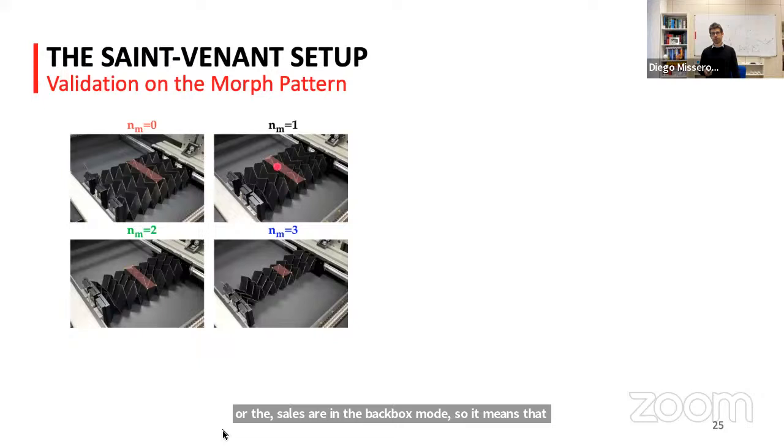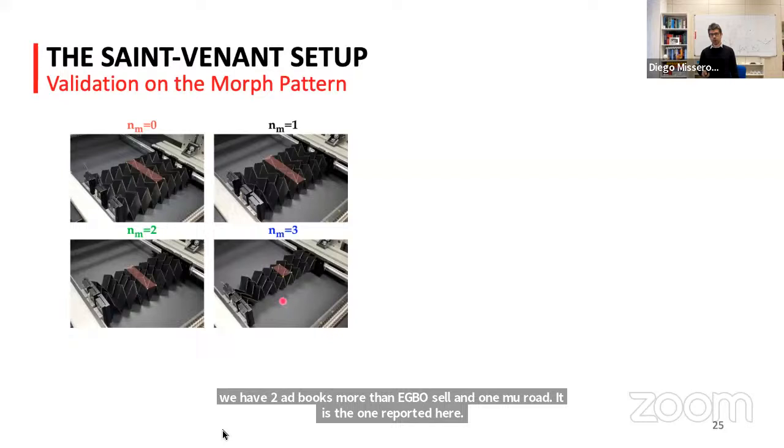Here we have two egg box cells and one Miura mode. This is the one reported here. Here we have two Miura modes and one egg box. And here we have three Miura modes. And what is happening is this.